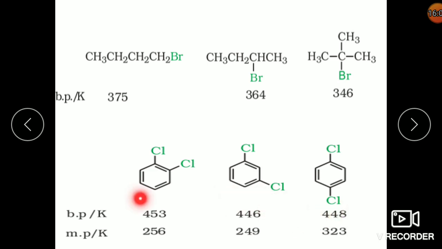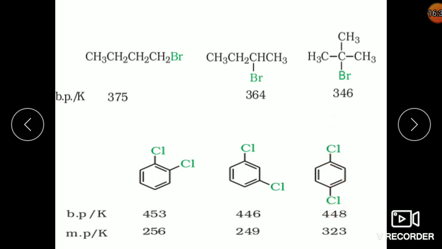It is like ortho dichlorobenzene, meta dichlorobenzene and para dichlorobenzene. Here the highest value is for the para isomer: 448, 453, 446, 448. For the para isomer this is the highest. Why is it the highest? Because this molecule is symmetrical.